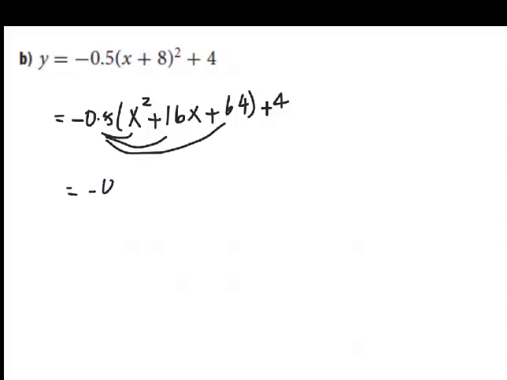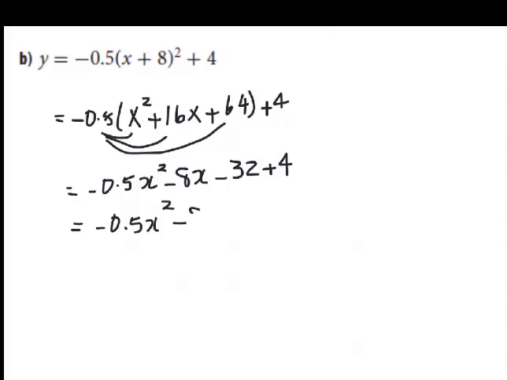I get negative 0.5 x squared. Negative 0.5 times 8 gives me negative 8x. Negative 0.5 times 64 gives me negative 32 plus 4. This gives me negative 0.5 x squared minus 8x minus 32 plus 4 gives me minus 28.